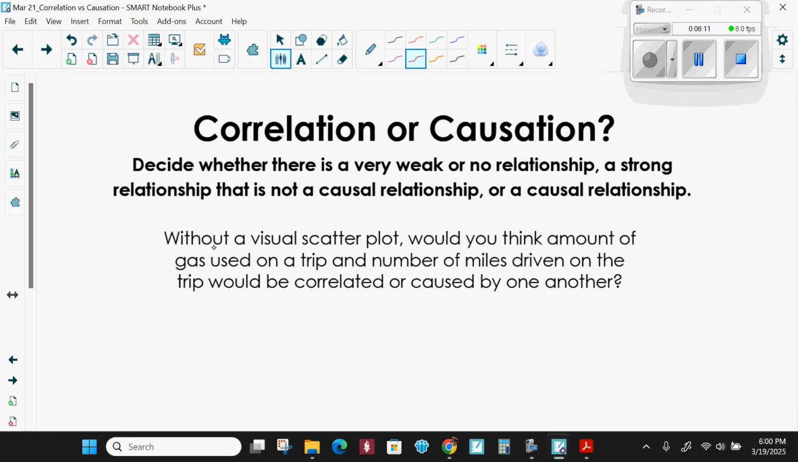Okay. Without a visual scatter plot, would you think the amount of gas used on a trip and number of miles driven on the trip would be correlated or caused by one another? Well, in this case, the more miles you drive, the more gas you use. So this is definitely a causal relationship. It's caused by one another. The more gas is used, the further miles you drive.